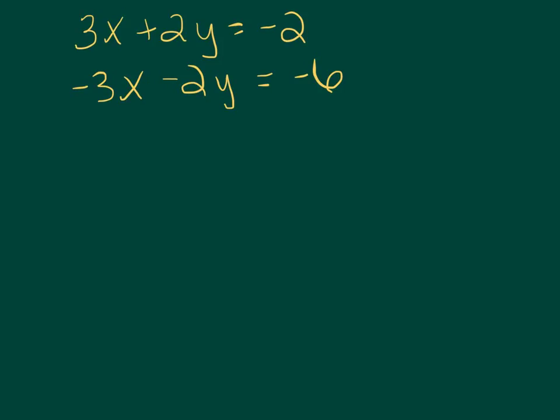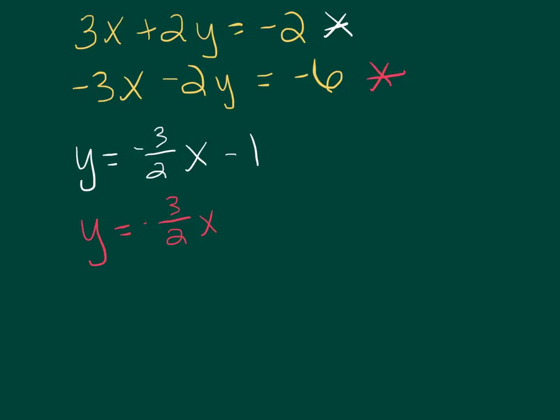And we have 3x plus 2y equals -2, and -3x minus 2y equals -6. So we want to first change them into slope-intercept form, because that's the only way that your calculators will take an equation. So if we take the first one and turn it into slope-intercept form, we get y equals -3/2x minus 1. Then if we take the second equation, we get y equals -3/2x plus 3. You can go ahead and check that math on your own, but for time's sake, that's what it is.